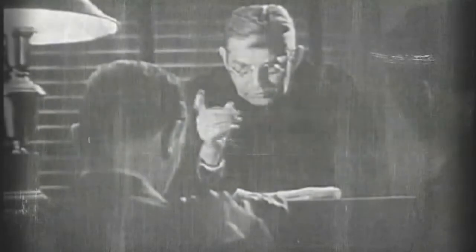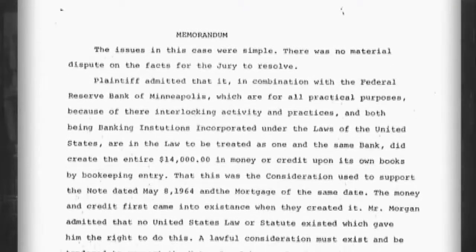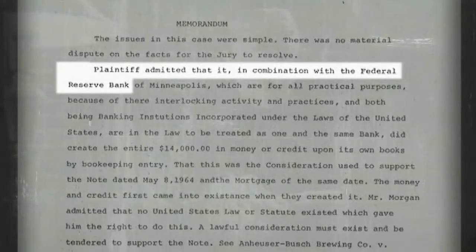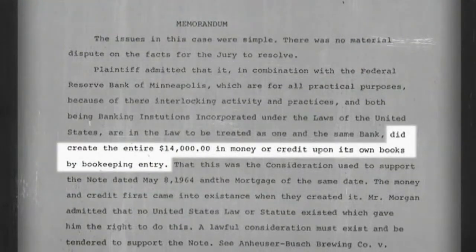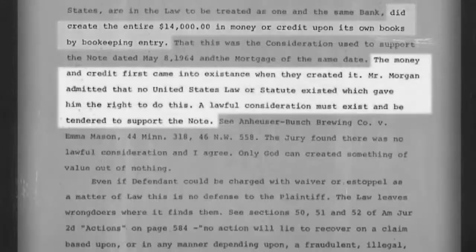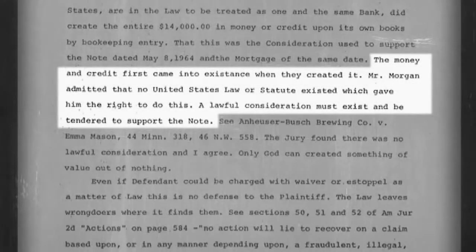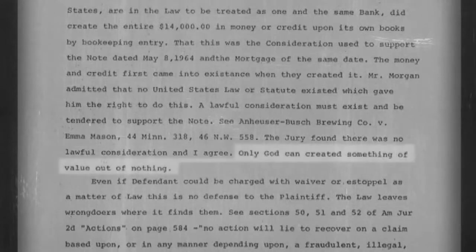As the court case progressed, the bank's president, Mr. Morgan, took the stand, and in the judge's personal memorandum, he recalled that the plaintiff's bank president admitted that, in combination with the Federal Reserve Bank, it did create the money and credit upon its books by bookkeeping entry. The money and credit first came into existence when they created it. Mr. Morgan admitted that no United States law or statute existed which gave him the right to do this. "A lawful consideration must exist and be tendered to support the note. The jury found that there was no lawful consideration, and I agree." He also poetically added, "Only God can create something of value out of nothing."